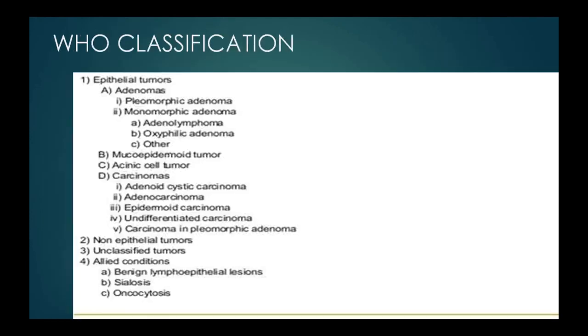This is another classification, the WHO classification. WHO classifies it into epithelial tumors, non-epithelial tumors, unclassified tumors and allied conditions. Coming to epithelial tumors, A is adenoma. Adenoma can again be divided into pleomorphic adenoma or monomorphic adenoma. Then mucoepidermoid tumor, acinic cell tumor, then carcinomas. Carcinomas are adenoid cystic carcinoma, adenocarcinoma, epidermoid carcinoma, undifferentiated carcinoma, and carcinoma in pleomorphic adenoma, also known as carcinoma ex pleomorphic adenoma. Then non-epithelial tumors, unclassified tumors, and allied conditions. Allied conditions are benign lymphoepithelial lesions, sialosis, and oncocytosis.